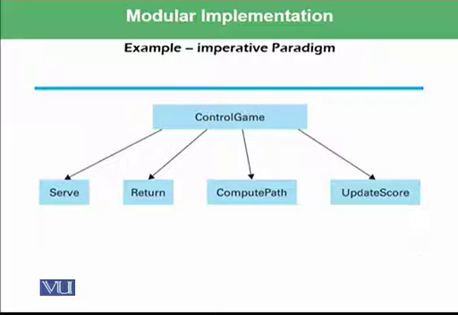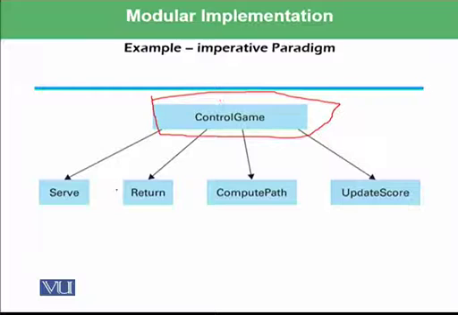We will have one other module, known as control game, which will coordinate with all of the modules which we have discussed. At first the control game module will call the serve module and it will serve, and then there is a return module. Compute path will be calculated after serve and return, and then the update score will be calculated.